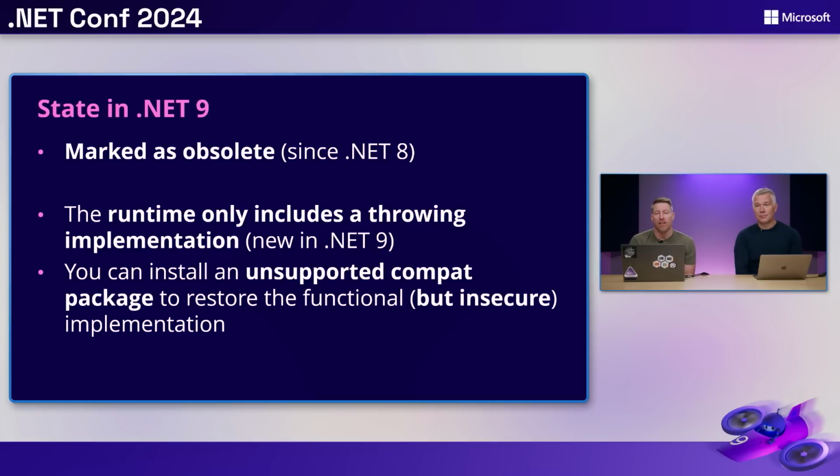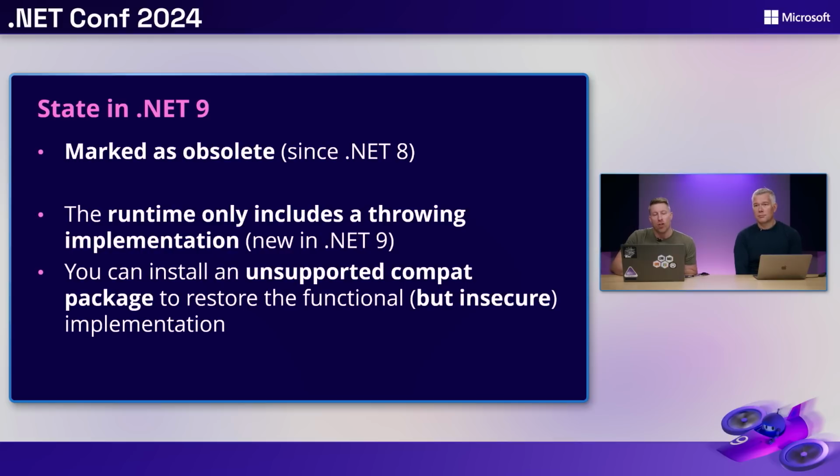In .NET 8, we marked it as obsolete. We throw by default, even in .NET 8. But you can set a compat flag, and then it starts working again. With .NET 9, we took the next step here, so we removed the implementation. When you install the .NET 9 runtime, there is no implementation for binary formatter anymore. It's gone from the implementation. The APIs are still there, so we can load types that reference it. But if you try to invoke it at runtime, you get an exception.